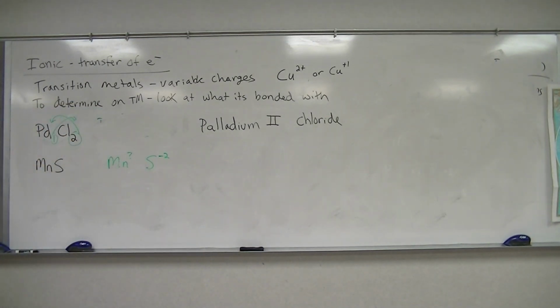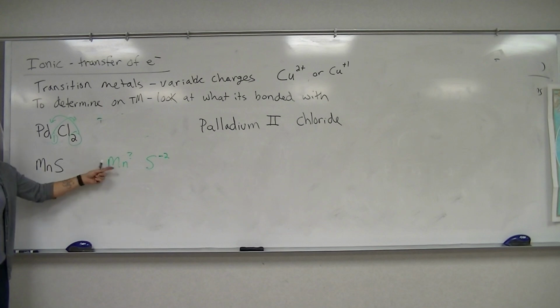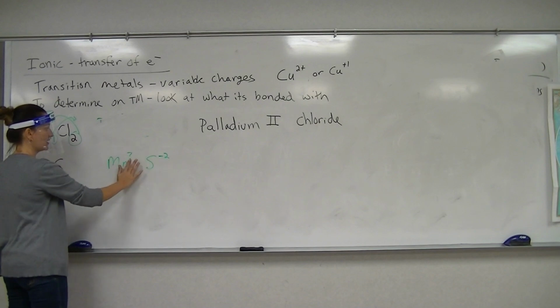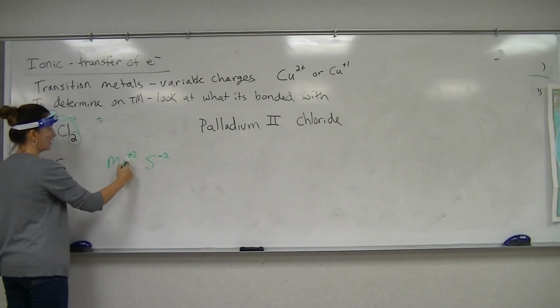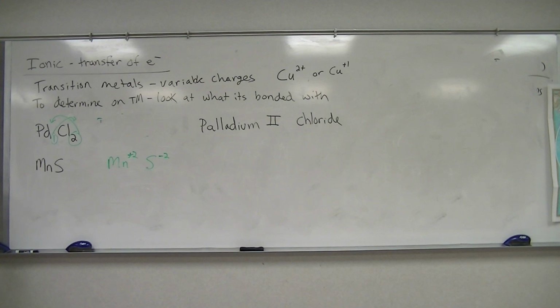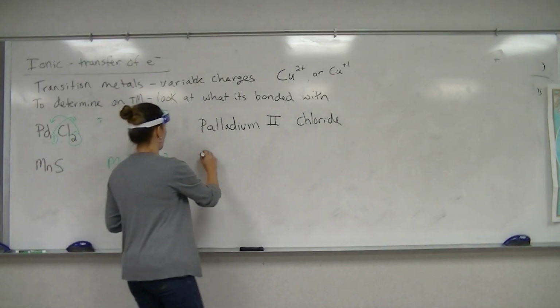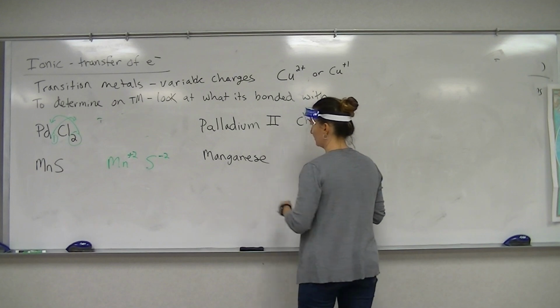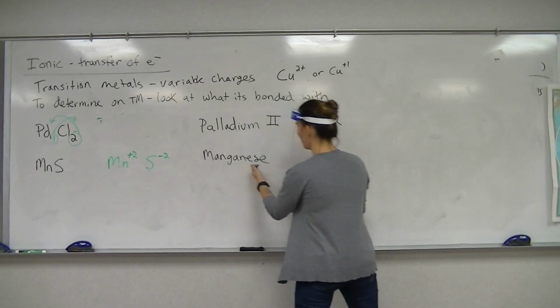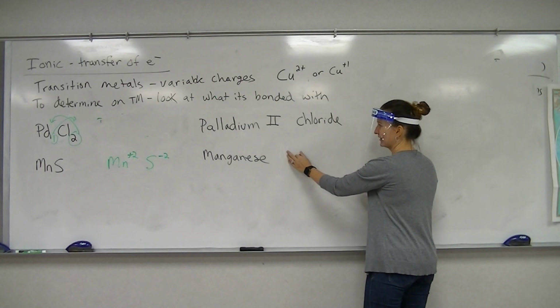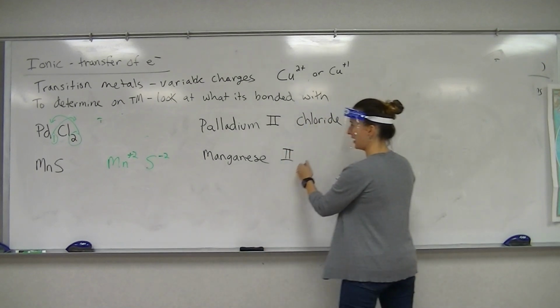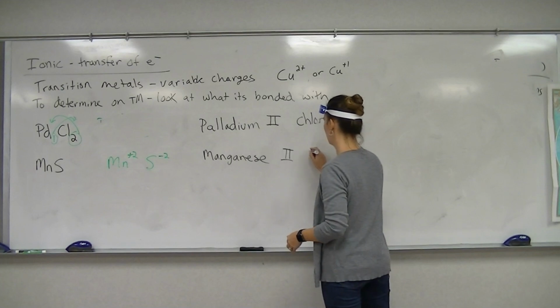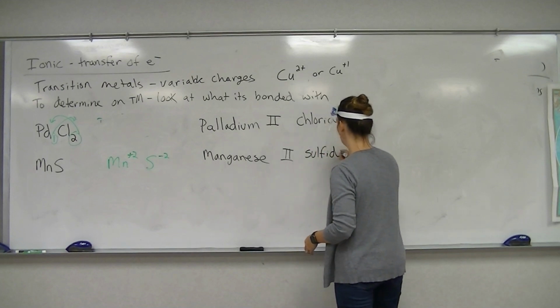I have just one sulfur and just one manganese, so what does the charge on manganese have to be? +2. I need to cancel out that -2 charge, so that means this has to be a +2. So that's going to be the Roman numeral that I put after the name. I might be spelling that wrong. What goes after manganese? Roman numeral 2, and then sulfur becomes sulfide. Yes.